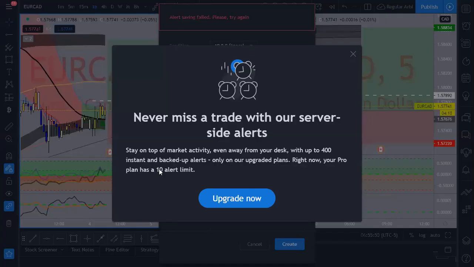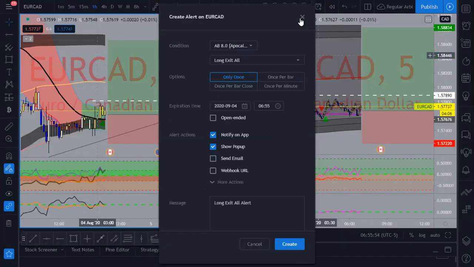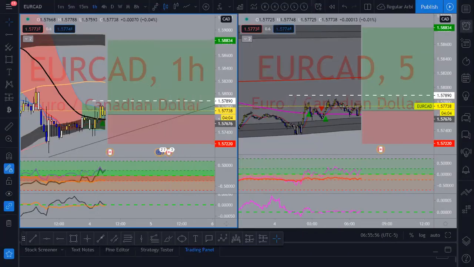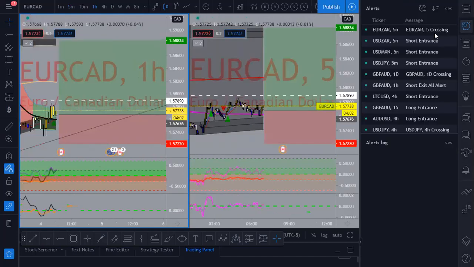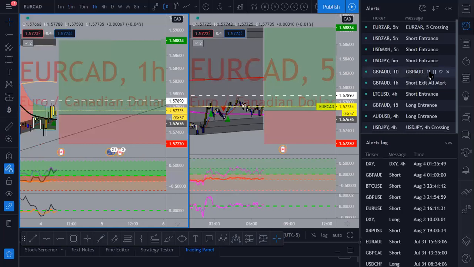No, stay on top. Oh yeah, that's right, I have my alert limit. So let me go to my alerts. Let me look at some of these pairs. Maybe I don't even need that GA short exit all alert. I've already taken all of my profits on GA, so I don't even need this anymore.